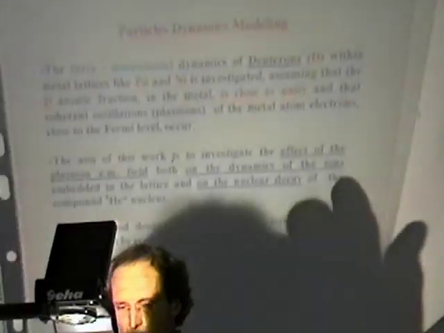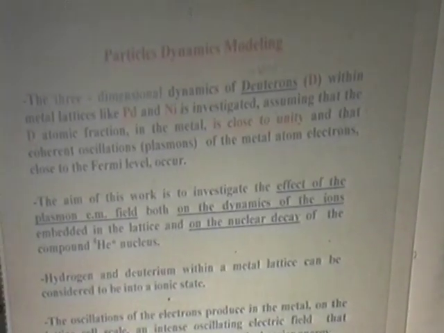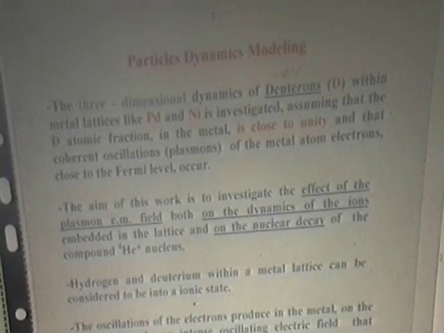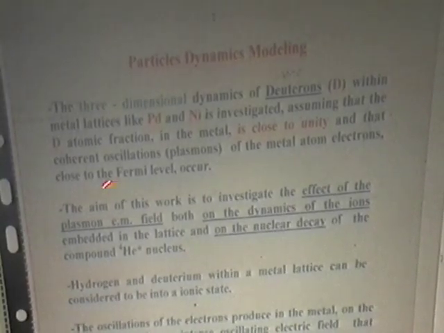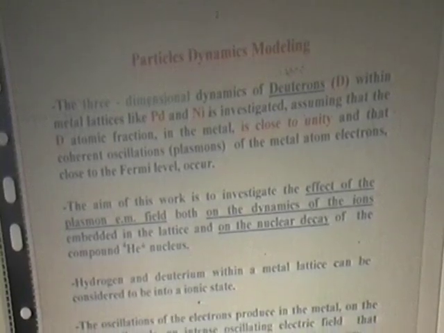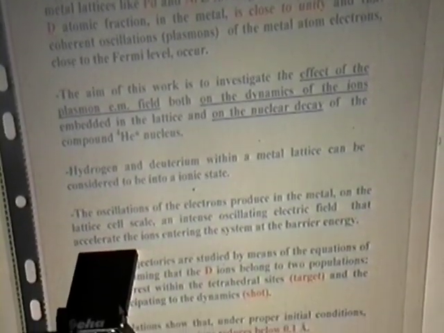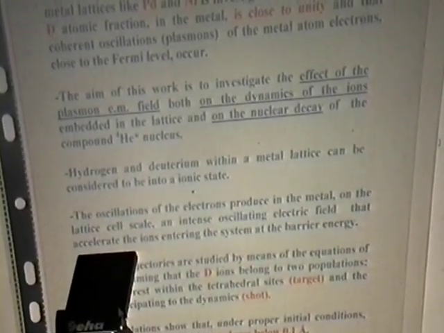We start our model by assuming that there is an electromagnetic field created in the lattice when deuterons in a metal lattice like palladium or nickel are at high concentration, so the atomic fraction is close to 1, and when we have coherent oscillation of the Fermi level electrons, I mean plasma.